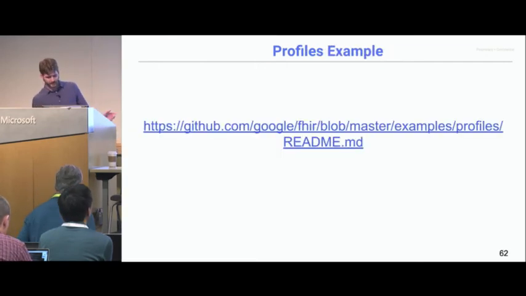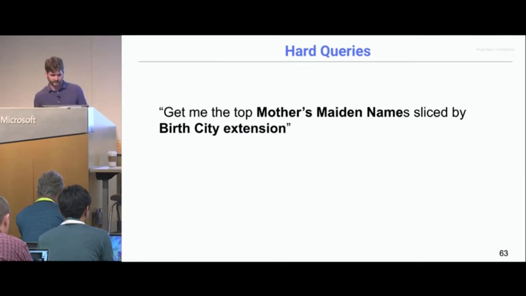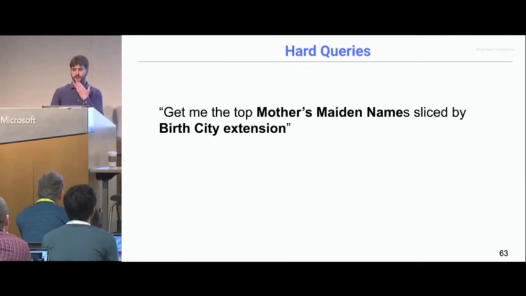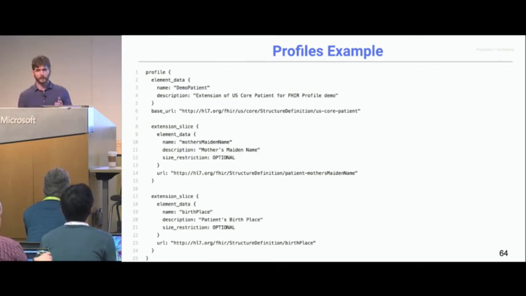The example I'm going to talk about here is available here. I encourage you to take a look if you want to play around and do this yourself, or run it on your own and mess around with querying it. But the basic idea is I'm going to go back to this other hard question we talked about. Give me the top mother's maiden names sliced by birth city. These are both extensions, and they're not in use by any existing profile. So let's say you wanted to run this query. You've got to do a little bit of legwork first, but I'm going to hope to demonstrate that it's not that much. This is the entire profile config that you would need to generate that.